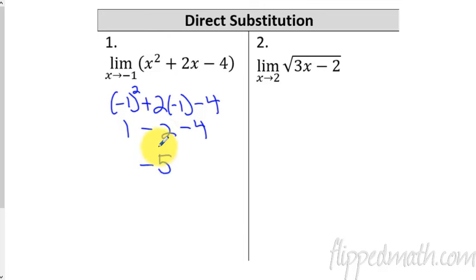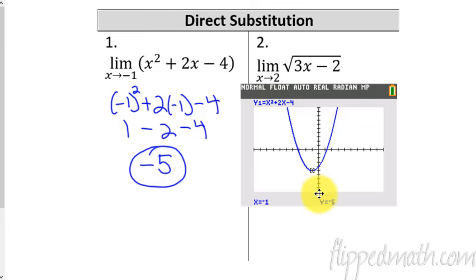But I want to show you what the graph looks like. And you see here, this is just a parabola, x squared plus 2x minus 4. Here's the parabola. And at the x value of -1, we have a y value of -5. So that is what we're looking at, the y value. That's why the answer is a -5.